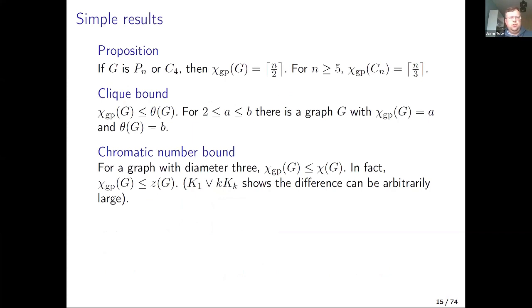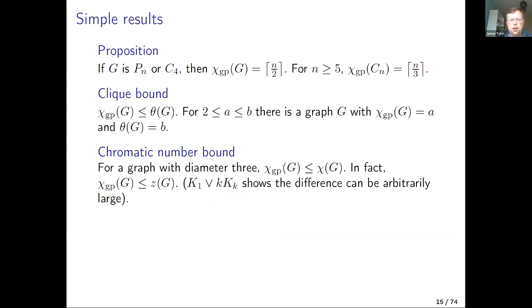Okay, let's look at some simple results. If we look at a graph with general position number 2, that's the same as a path or a 4-cycle, then dividing the vertices into sets of size 2 is the best we can do. And so the GP chromatic number is just n over 2. And for cycles of length not equal to 4, we can divide it into 3s as well. So that gives us n over 3.